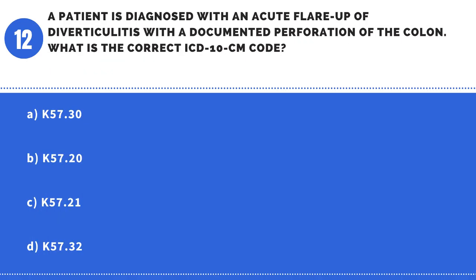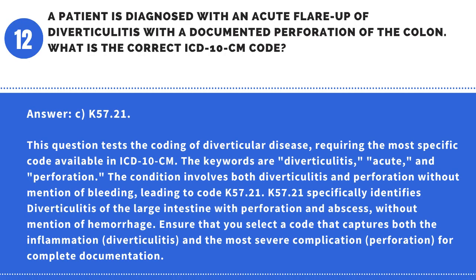Question 12. A patient is diagnosed with an acute flare-up of diverticulitis with a documented perforation of the colon. What is the correct ICD-10-CM code? A. K57.30. B. K57.20. C. K57.21. D. K57.32. Answer C.